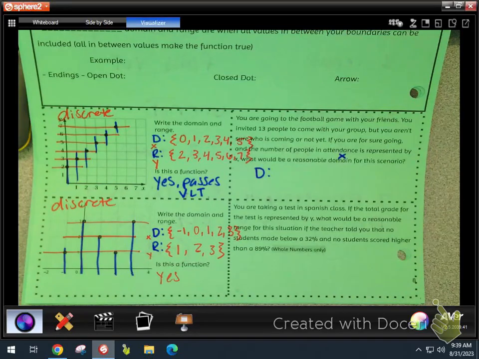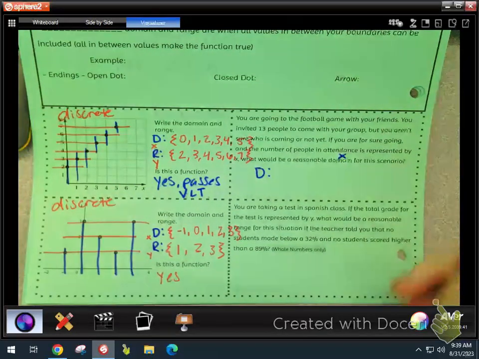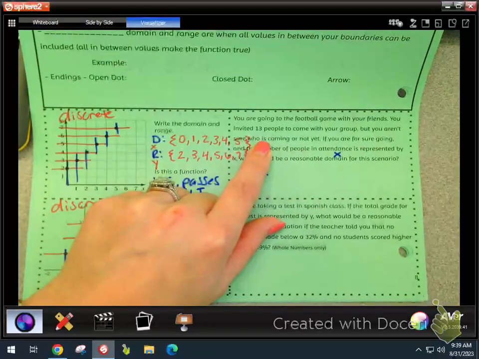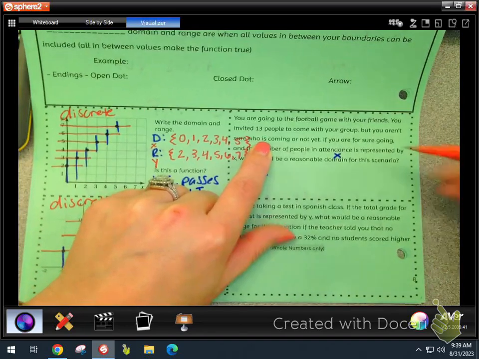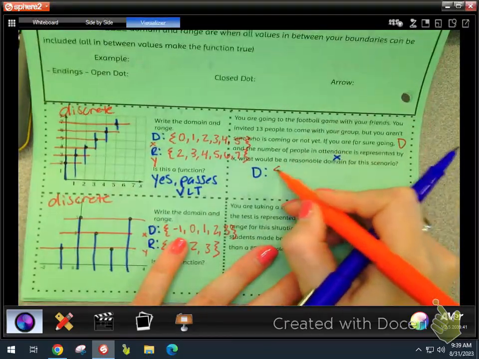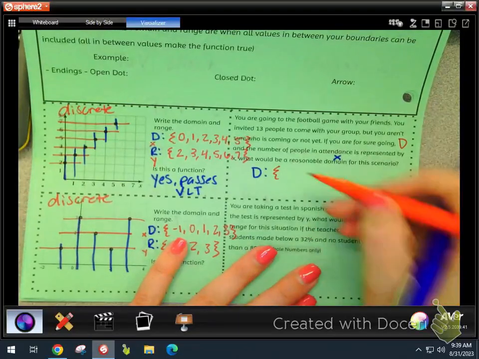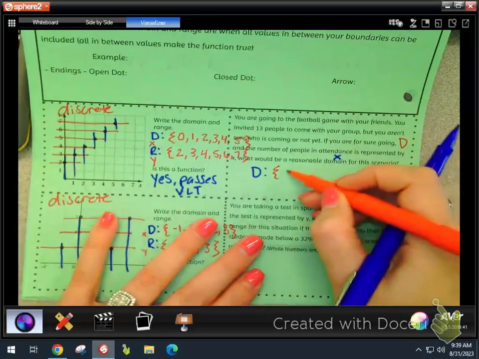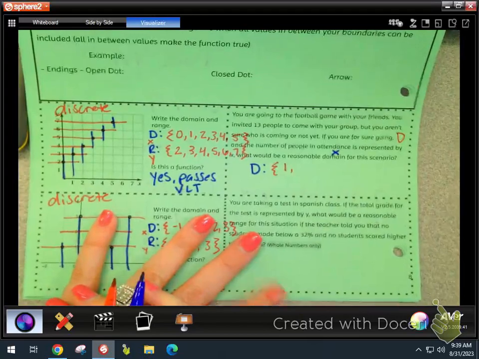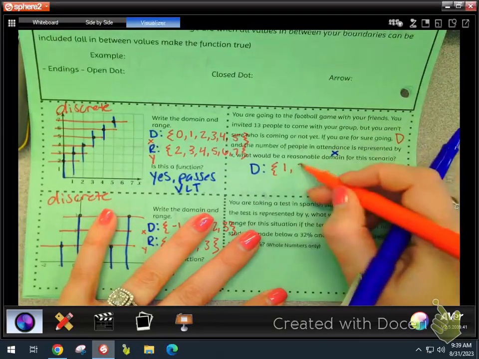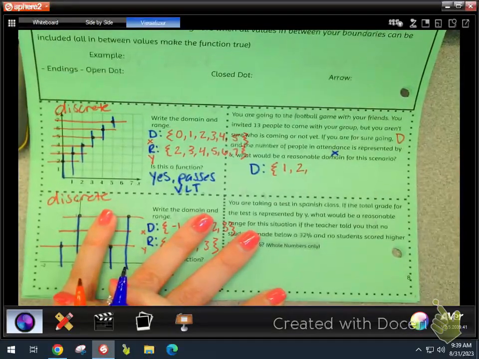So what's the least amount of people that are going to go? One. So I'm going to start. It's people, so we have to be discrete, right? We can't have half a friend. So I'm going to make a note that this is discrete right here. So I'm going to set up my squiggly brackets. And we said the least amount of people, because I know I'm for sure going, is 1. What's the next amount of people that can go? 2. All the way up to 13 like this.